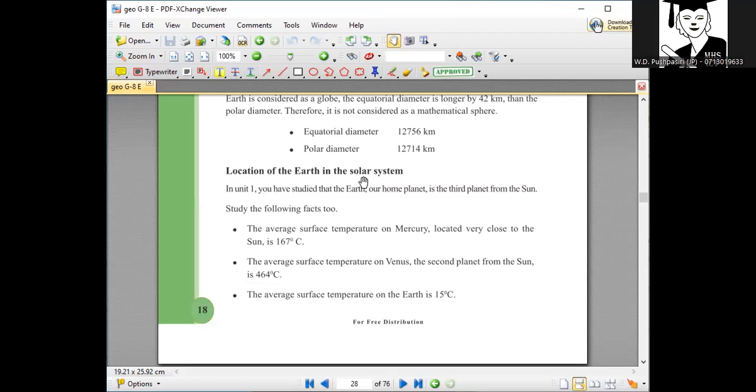Just write down this: location of the earth in the solar system. The first point is the third planet of the solar system. After writing the heading, you have to write: third planet of the solar system. Next point is surface temperature is 15 centigrade. The surface temperature is about 15 centigrade.